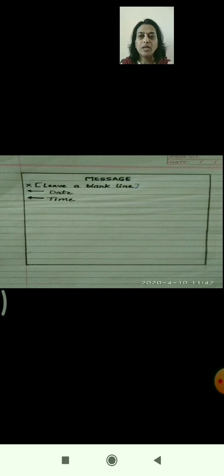So what you have done: message you have written in the center, you have left one line, then you have written a date, that is today's date, that means you are writing the message today. So today's date you will write there, and then you will write the time. What time you are writing, that you have to mention. Shall we go ahead?